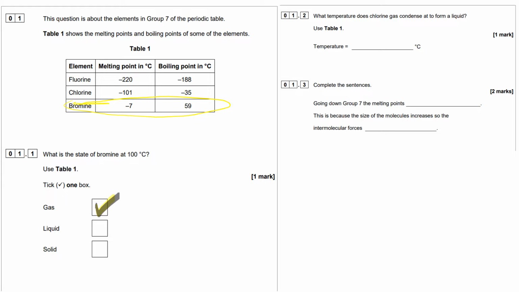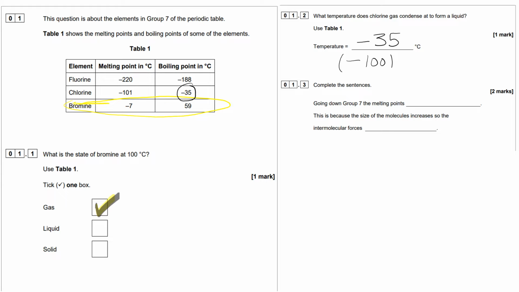It then goes on to say, what temperature does chlorine gas condense at to form a liquid? Now if we look at chlorine, it already tells us the boiling point is -35 degrees, so all you have to do is write down -35 degrees, and that will give you your mark. However, you possibly could also use your melting point as long as you write the answer as -100 rather than -101.